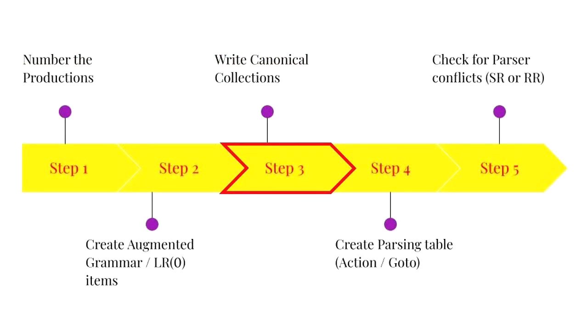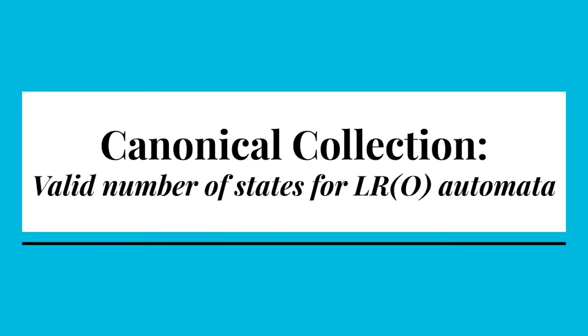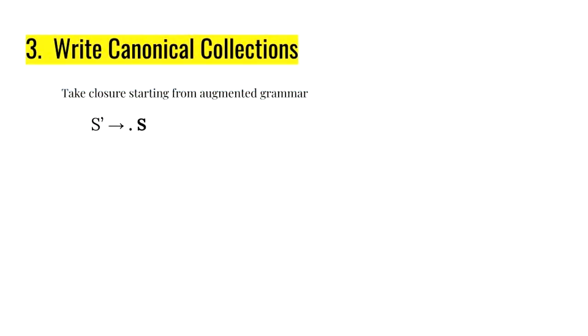The third step is to write the canonical collection. A canonical collection is a valid set of states for an LR0 parser. As we will explain, we are going to draw an automaton now. To write a canonical collection, you have to give a state 0 for the automaton. The first step is to take the closure starting from the augmented grammar, which is S dash derives dot S.